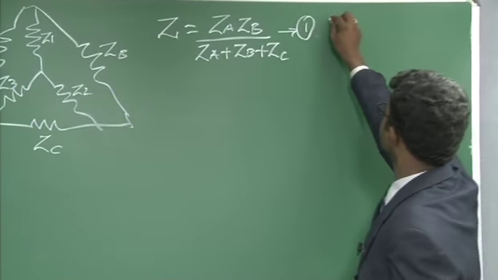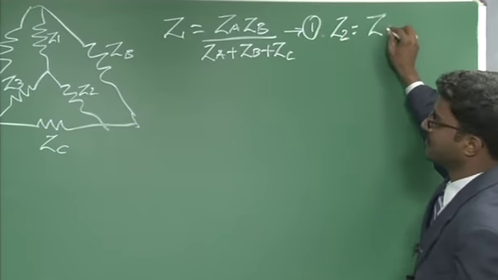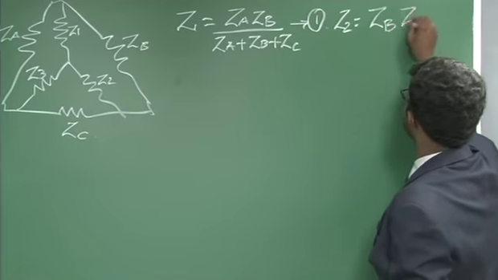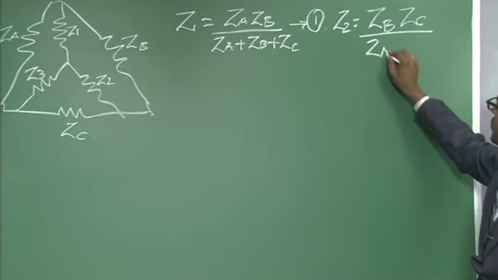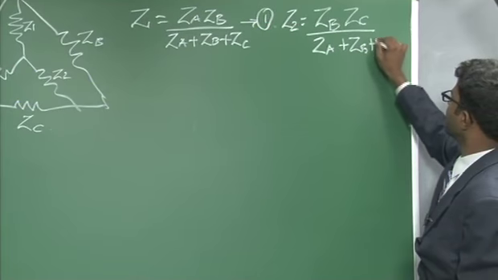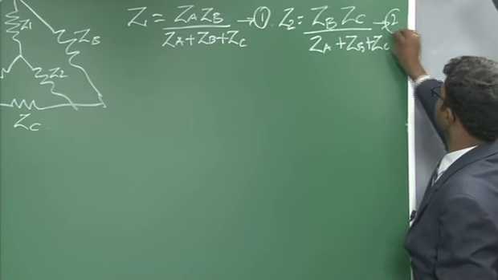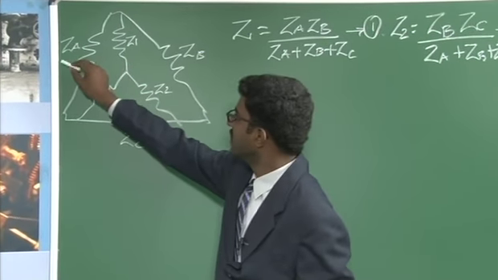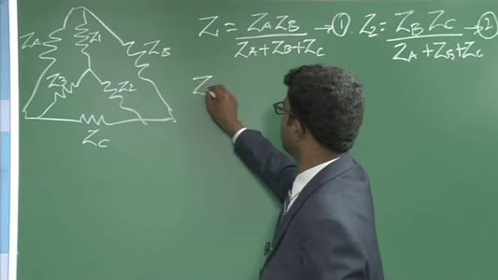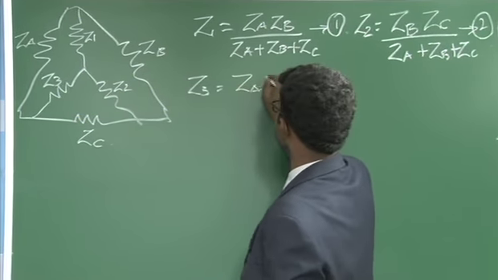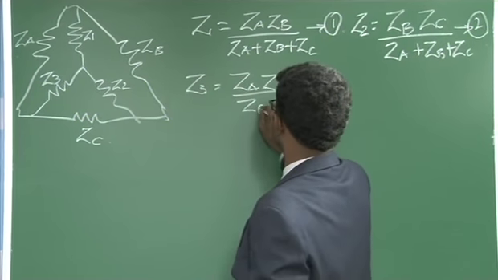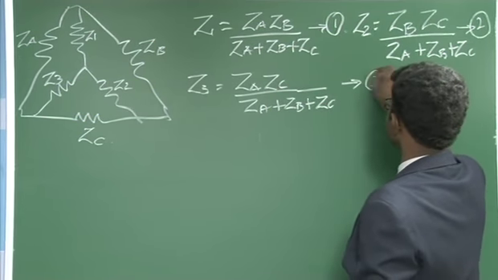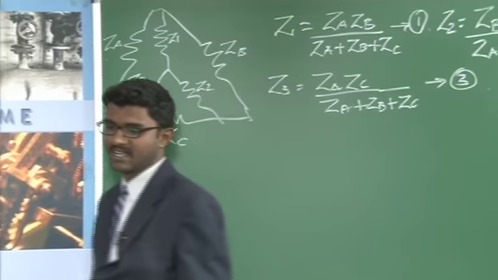Similarly, how to determine Z2? Z2 will be equal to, the two elements connected here are ZB and ZC, so it will be ZB into ZC divided by ZA plus ZB plus ZC. I will call this equation 2. Similarly, how to determine Z3? Z3 will be equal to, the elements connected here are ZA and ZC, so Z3 will be ZA into ZC divided by ZA plus ZB plus ZC. I will call this equation 3. This is how to convert a delta into a star network.